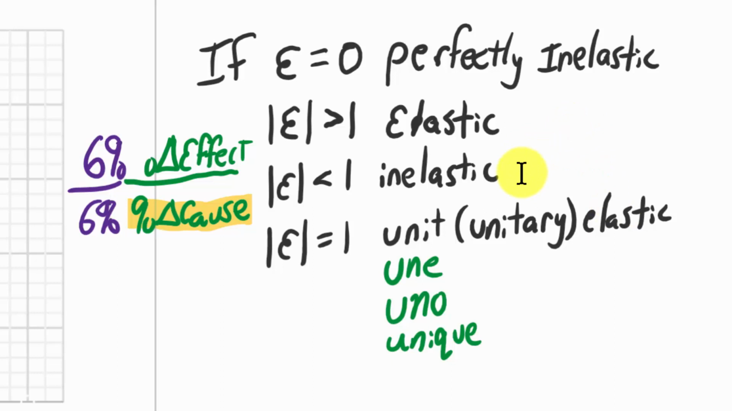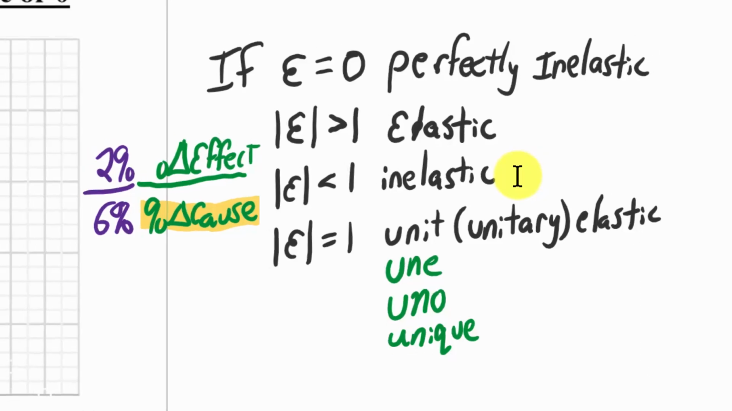And if the effect is smaller than the cause, again, everything's always measured in a percentage change, we're going to call that inelastic. So if we had something like 2% on the top divided by 6%, well, that's only a third, 0.33. That's going to be inelastic. And again, the sign doesn't matter when we call something elastic or inelastic. We're looking at how big this relationship is. How much bigger or smaller is the top than the bottom?